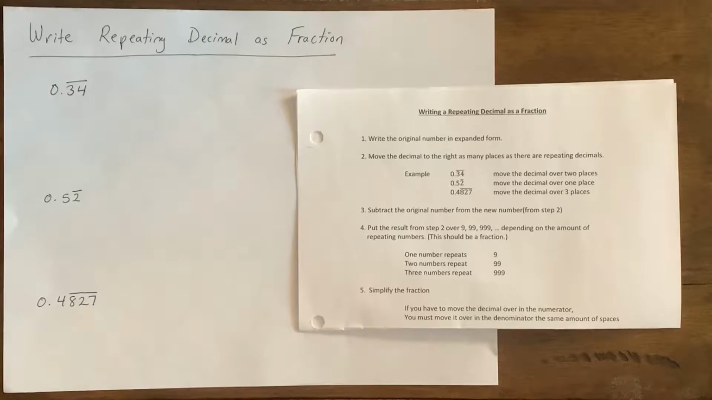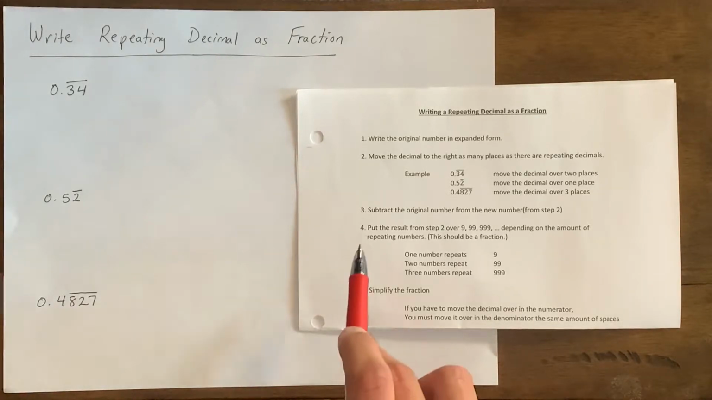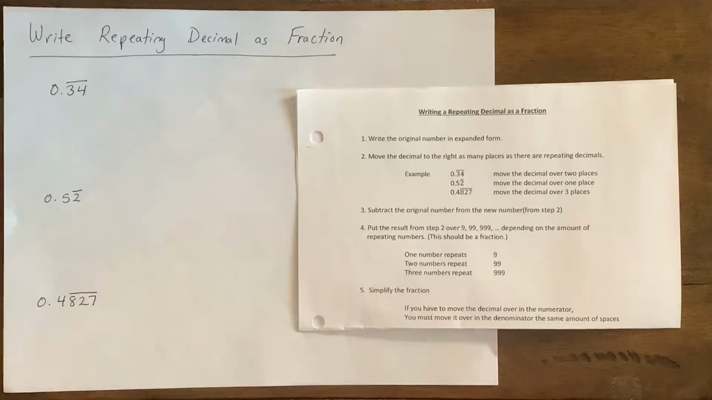And then our third and final example is 0.4 with 827 repeating. So we're going to move the decimal over 3 places, and we're going to work through these in just a second. Step 3 would be subtract the original number from the new number. Step 4 is where we're going to make our result a fraction. So if we moved our decimal over 1 time, our denominator is 9. If we moved it over twice, it's 99, 3, it's 999, and so on and so forth. And then lastly, we just simplify the fraction.